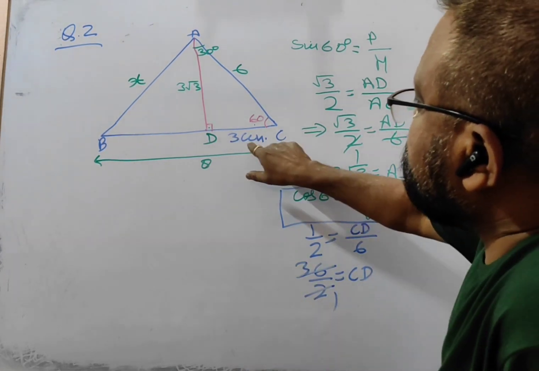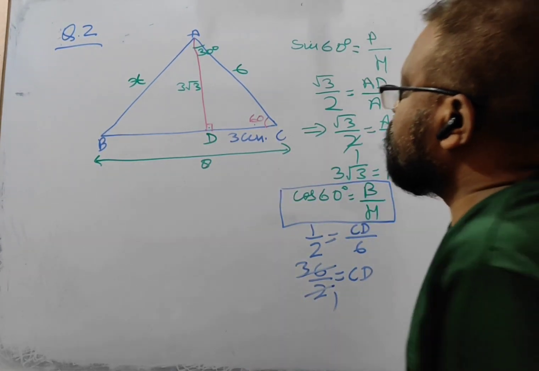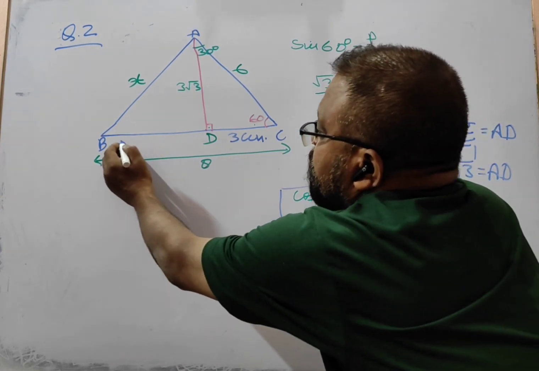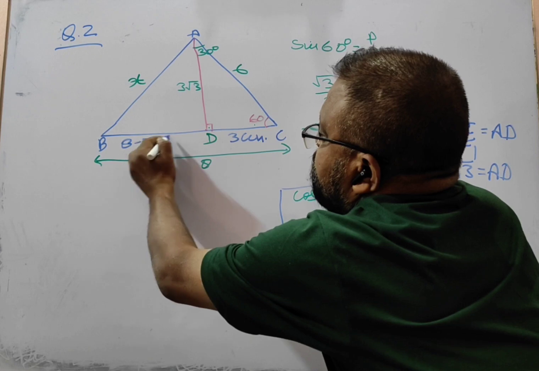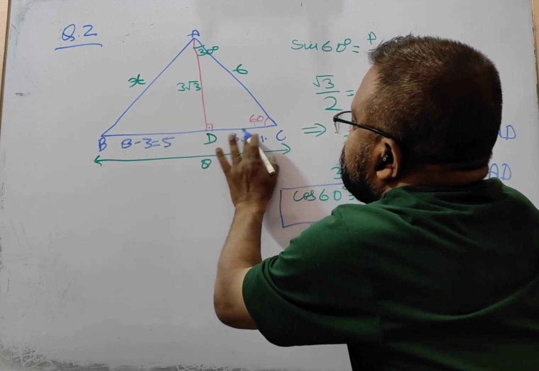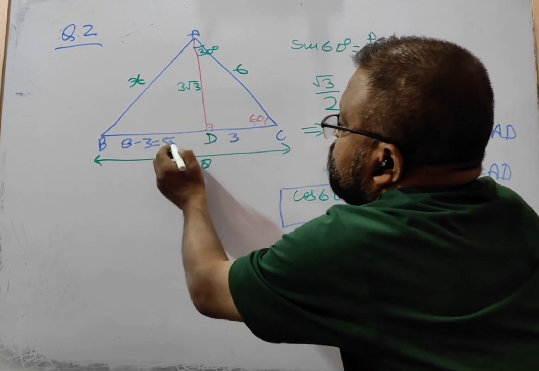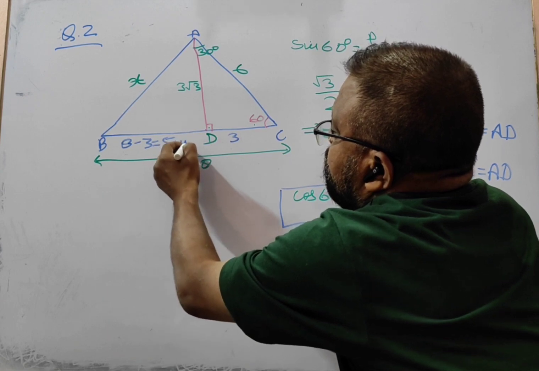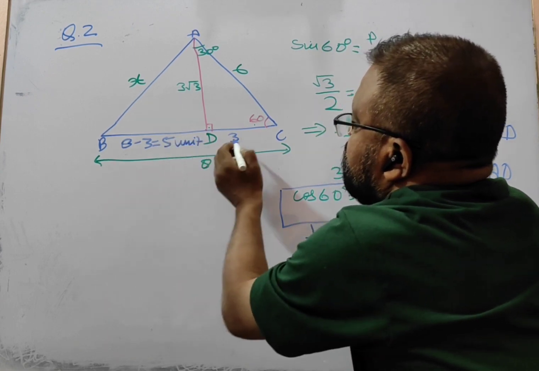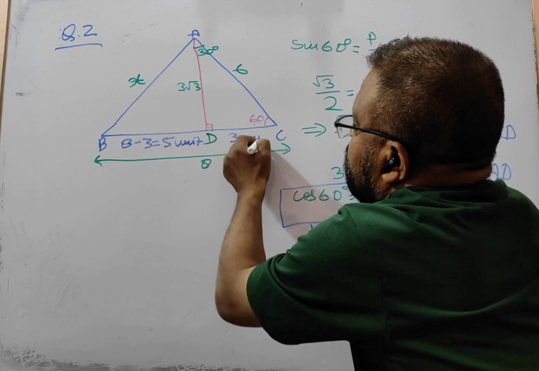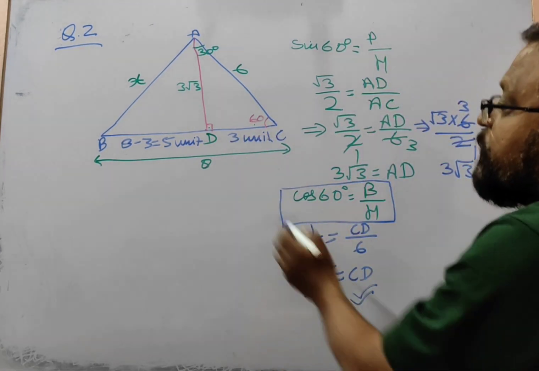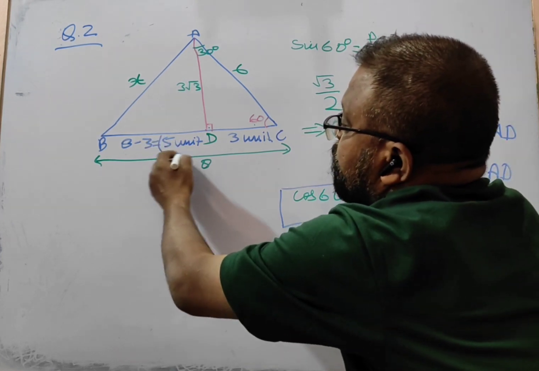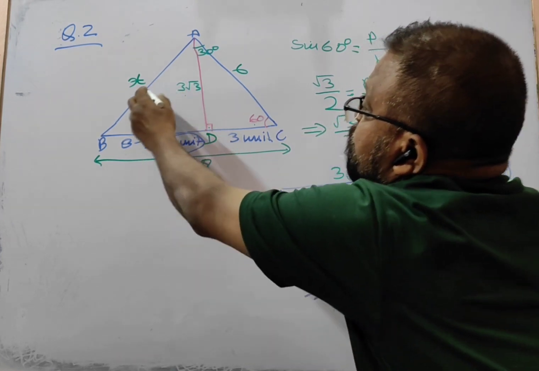When it is 3 centimeter, this total is 8. So it becomes 8 minus 3 is equal to 5 units, not centimeter, it is mentioned. So this is of 5 unit, right? This is of 3 unit. We find out from here, right? So now this is 5 unit. So this is 5, this is 3.